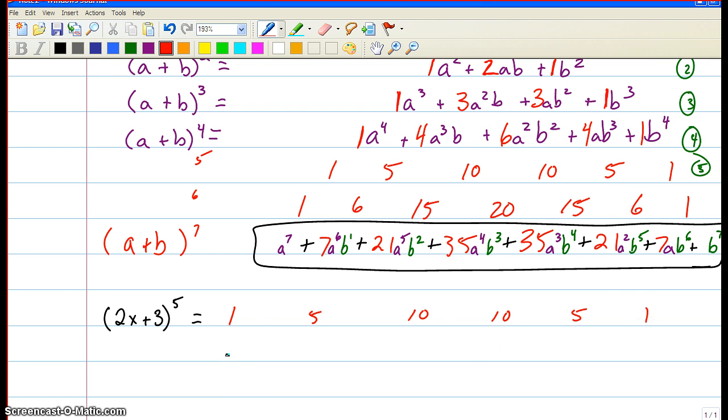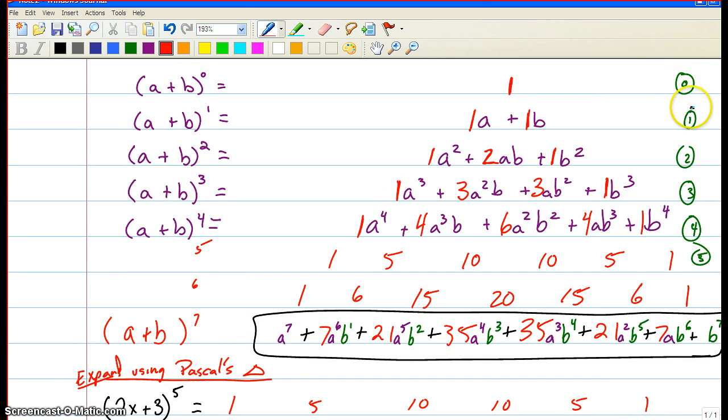Okay? So if I ask you to expand using Pascal's triangle, and actually there's one question on the test that says exactly that, expand using Pascal's triangle, I would draw Pascal's triangle until you get to the point where you're at the row that you need.